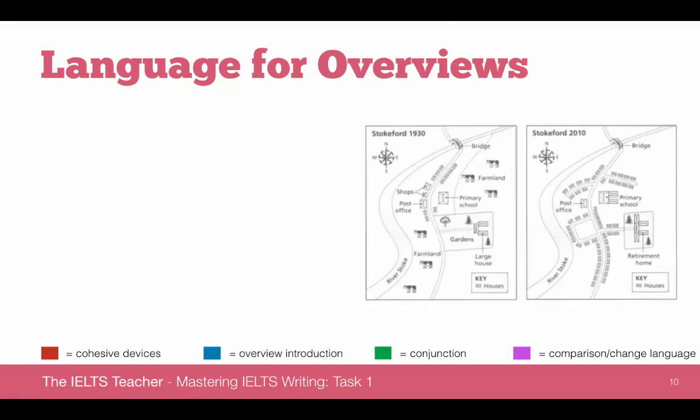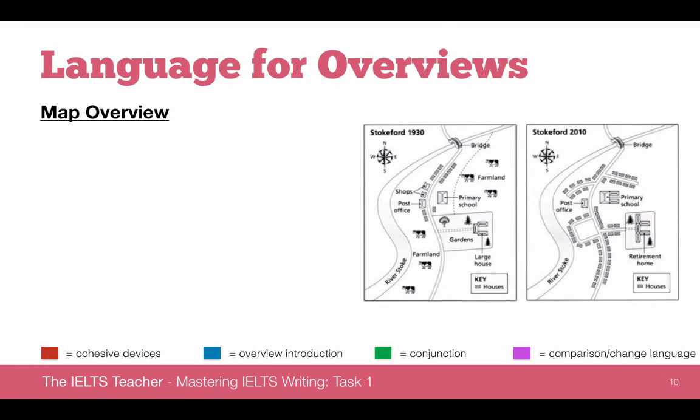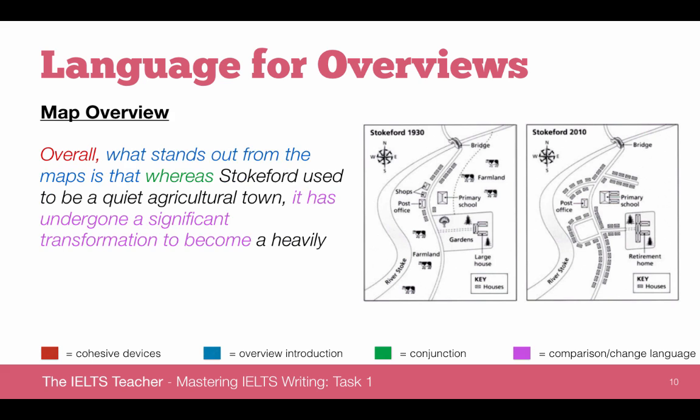Finally, let's have a look at a map. Map overviews are a little bit trickier because there are a lot of different variables that can be involved, but the majority of maps tend to look at a map from the past with a map from the present or from the recent past, and so we can make comparisons between those two maps. Overall, what stands out from the maps is that whereas Stokeford used to be a quiet agricultural town, it has undergone a significant transformation to become a heavily residential area with many new developments.